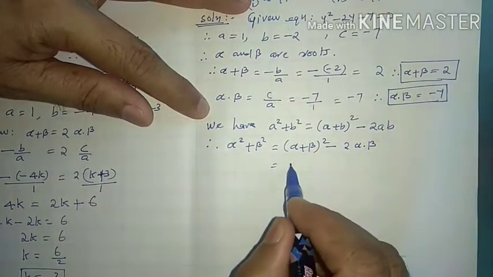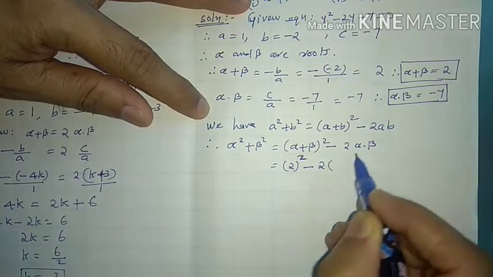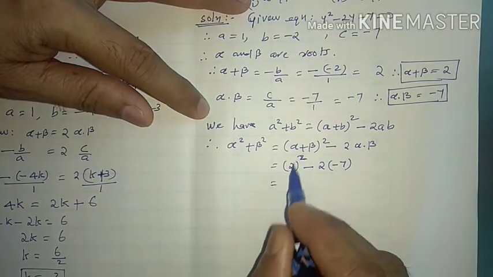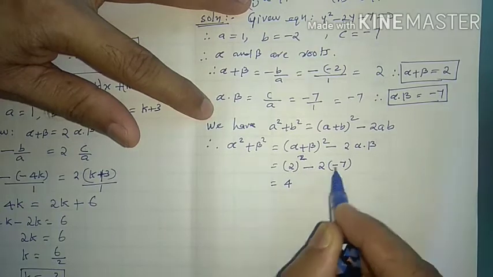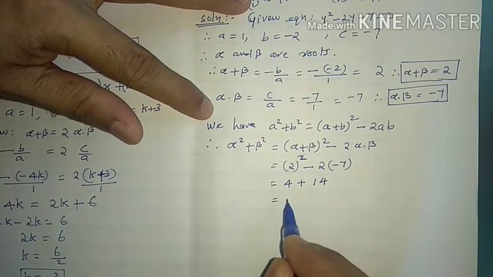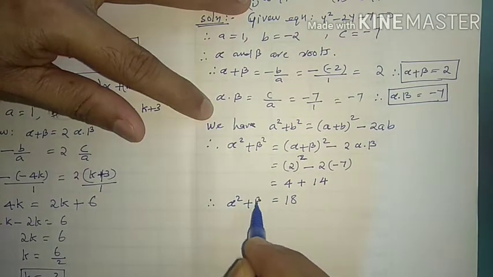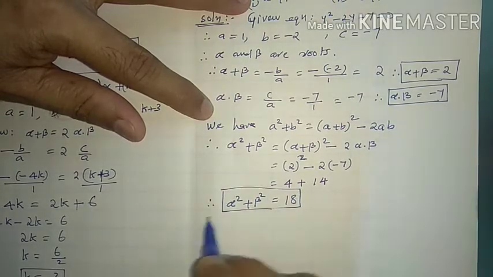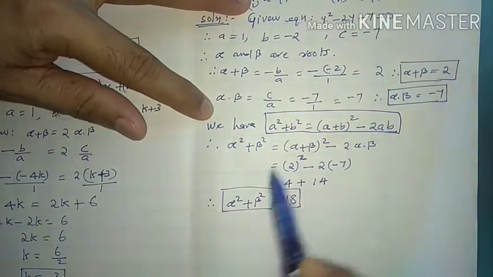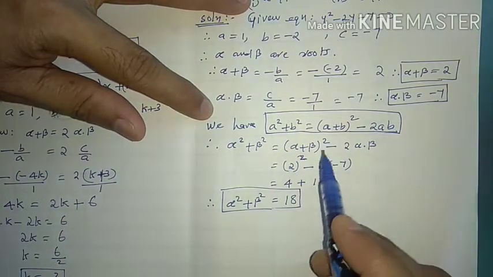Alpha plus beta is 2, the square, minus 2 into alpha into beta, minus 7. Here 2 square is 4, minus into minus plus, 2 sevens are 14. 14 plus 4, 18. This is alpha square plus beta square. Here you have to remember this formula: a plus b whole square minus 2ab equal to a square plus b square.